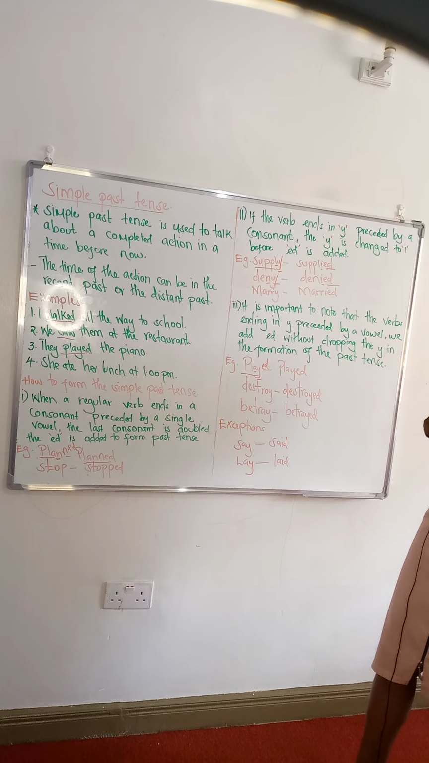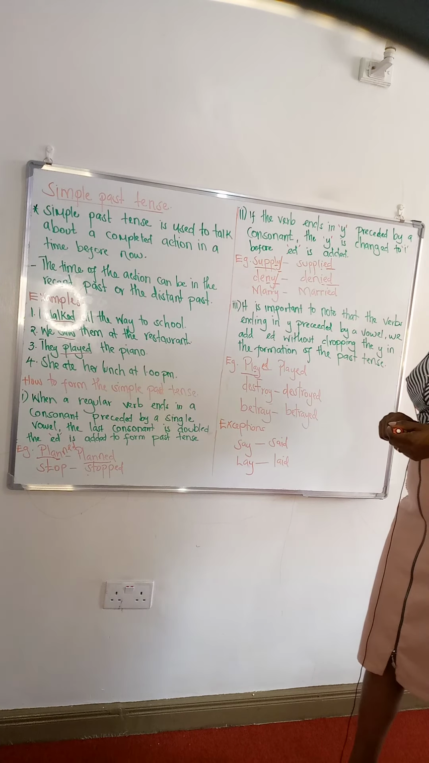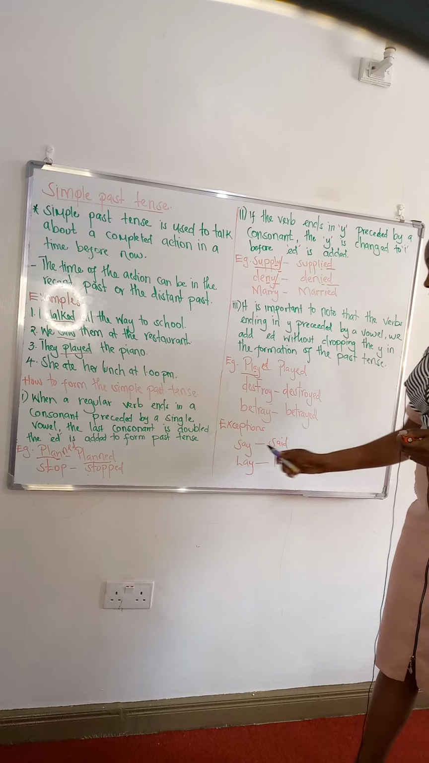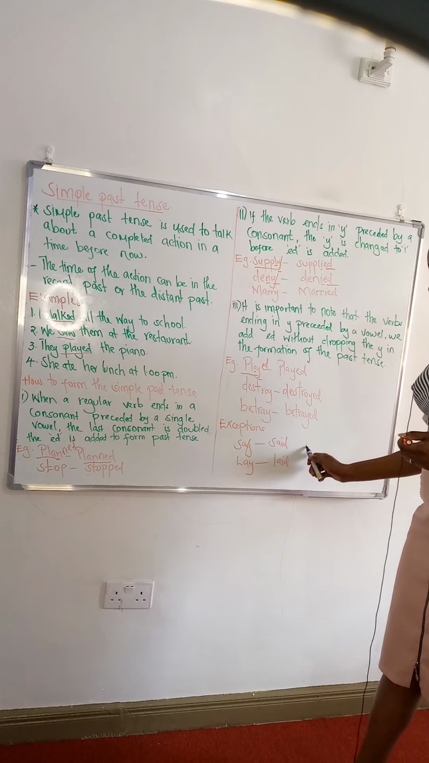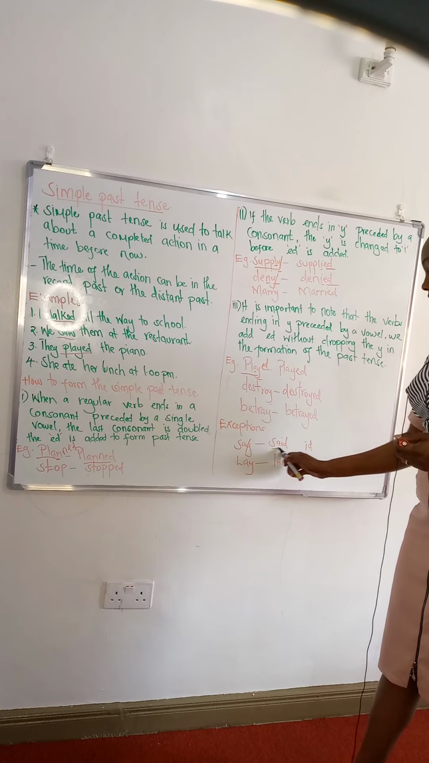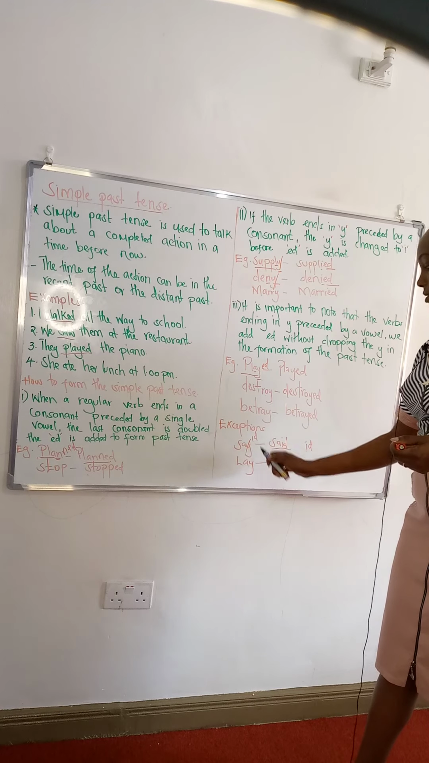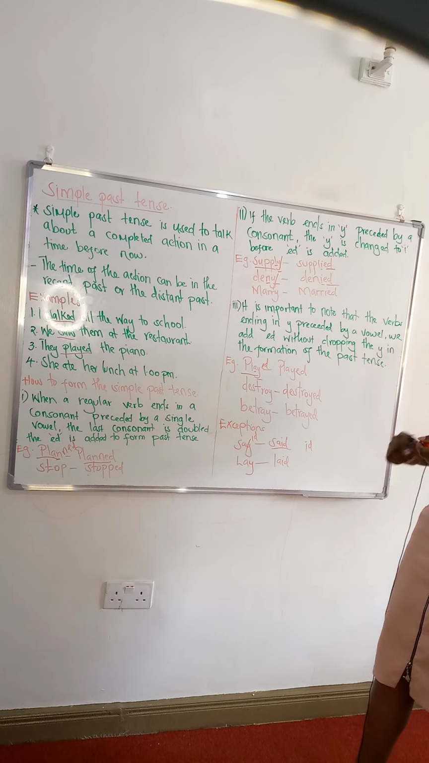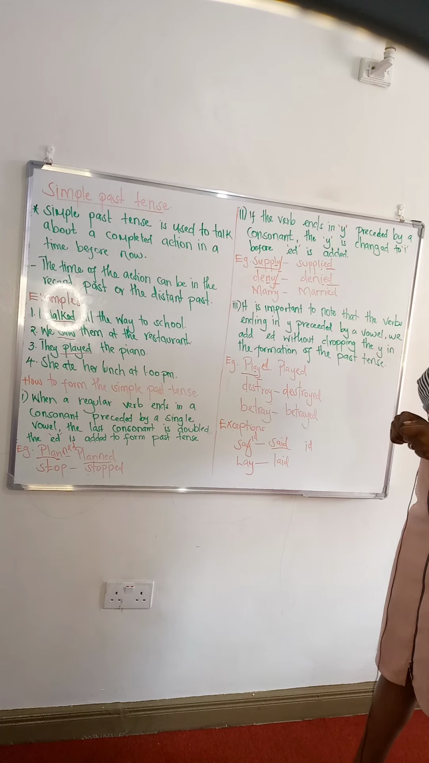rule. For example, the word say. In this case, we drop the Y and add ID to get said. Lay again, we drop the Y, add ID to get laid.